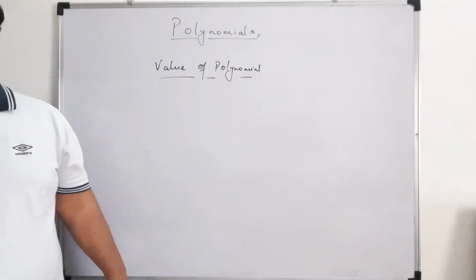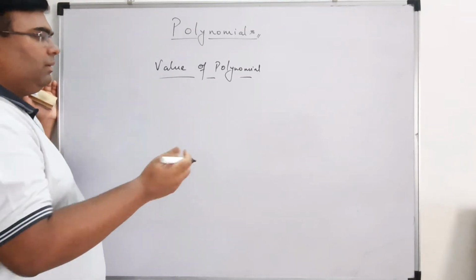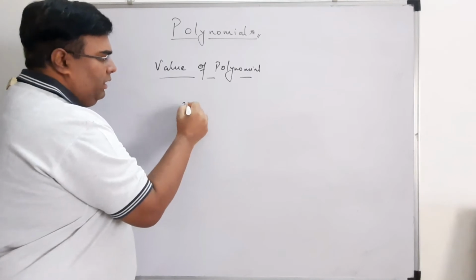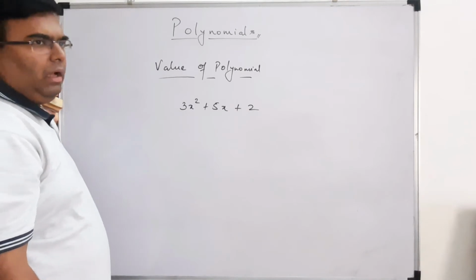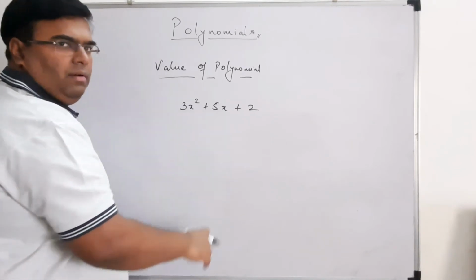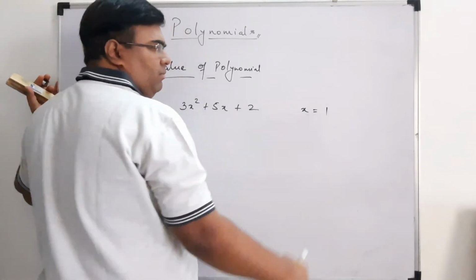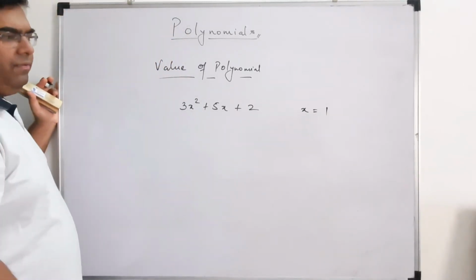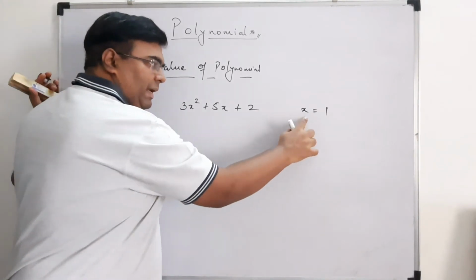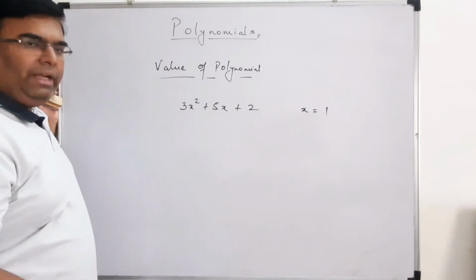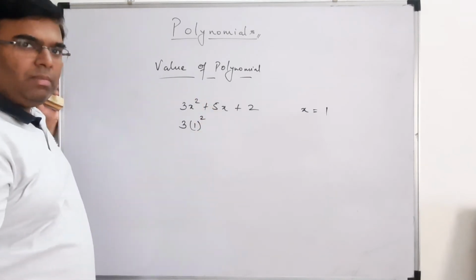Okay, so our next topic is value of a polynomial, right? Suppose we have a polynomial like this, 3x square plus 5x plus 2, okay? And since it has a variable, let's take the simple one. If we want to check what is the value of the polynomial if we put x as 1, what we need to do, we need to just replace our x by 1.